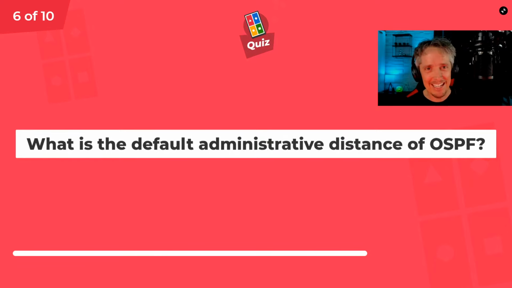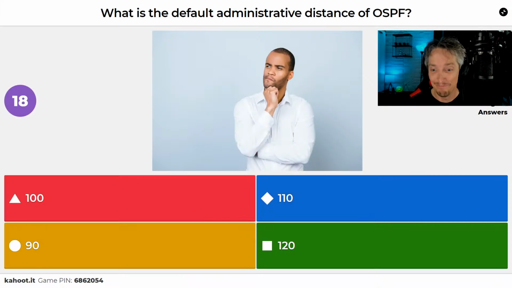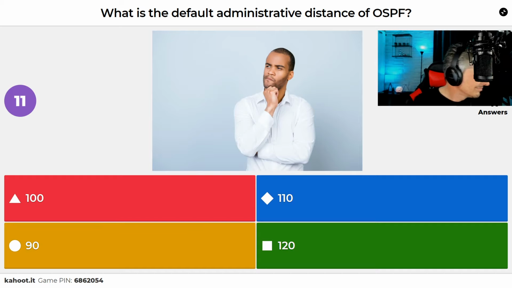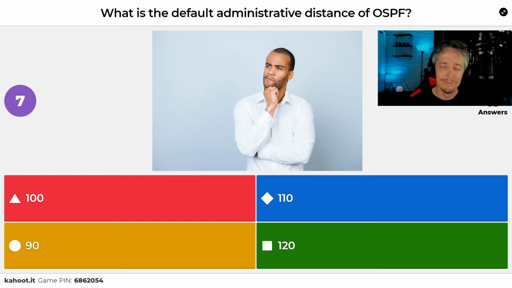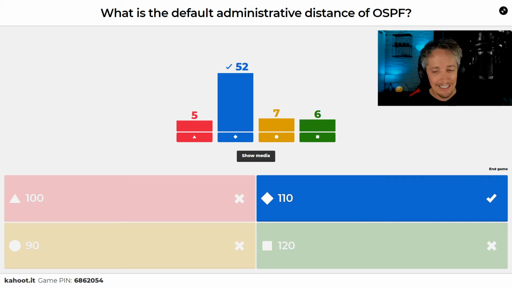What is the default AD, administrative distance, of OSPF? All right, 52 of you think it is 110. I would agree. That is the default administrative distance.